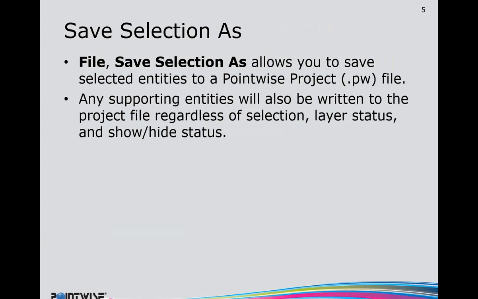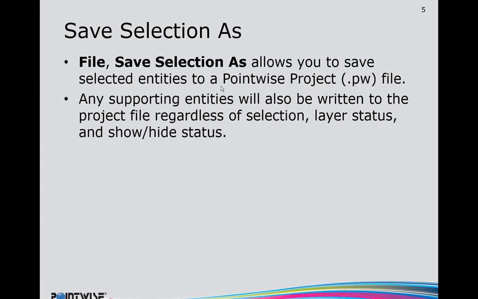Next, there's a new command that I'd like to point out in the File menu, Save Selection As. This is a personal favorite of mine in this new release. I've been needing this in several recent projects, and that's the ability to essentially select a set of entities, and it can be mixed. It could be a couple of blocks, some connectors and domains, whatever selection you need, and save only those selected entities to a new Pointwise project file.